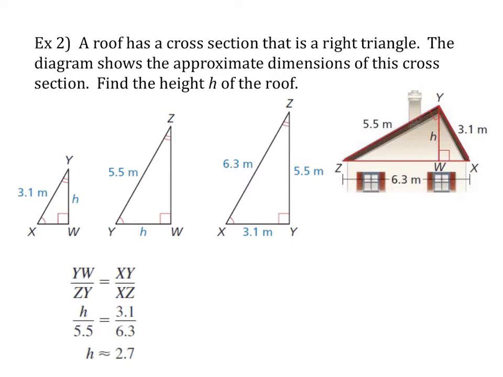We know that we can use YW, that's what we're trying to figure out, which is the height, so that must be in your proportion. And YW compares to ZY, which is equal to XY. So YW and XY are in the same position, so they're in the same spots within the proportion. And then compared to ZY, which we know the value is 5.5 and corresponds to XZ, which is 6.3. So you want to use all numbers and one variable. Then do your cross product, so the height comes out to be approximately 2.7.